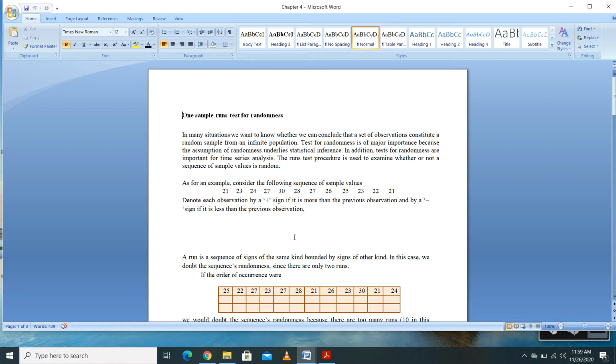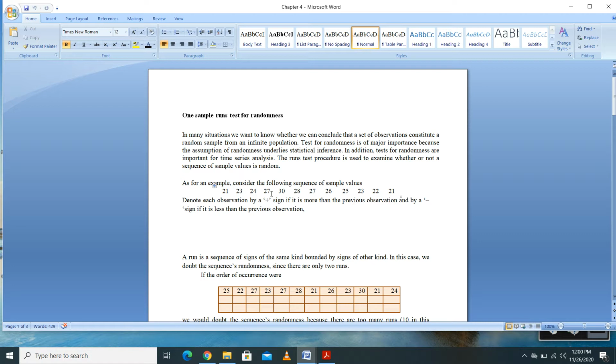As an example, you can see you have a few values here: 21, 23, 24, likewise. If you are going to conduct the one sample runs test in order to check the randomness, the first step is to take your data set as it is. That is, we are not going to arrange your data set in ascending or descending order. You have to take it as it is.